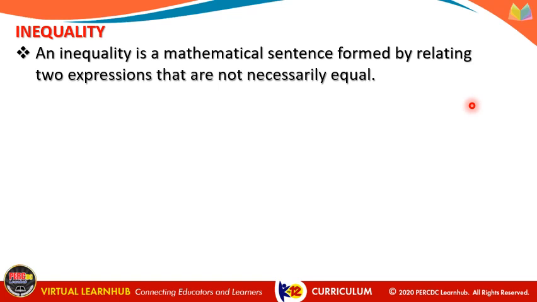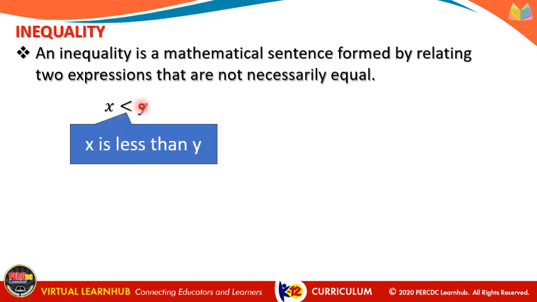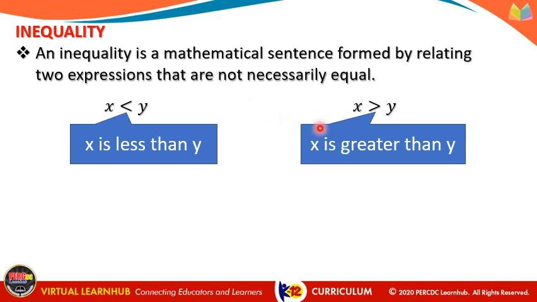So, para makabuo ka ng inequality, kuha ka ng dalawang expression, and then maglagay ka ng indication na yung left side at right side ay hindi necessarily equal. So, halimbawa, pwede nating sabihin, kunyari, you have x is less than y. So, gumamit tayo ng less than dito. So, ibig sabihin nito, yung nasa left side ay mas mababa kesa sa yung nasa right side. O di kaya, syempre, pwedeng baliktad. Pwedeng x is greater than y. Yung nasa left side ay mas mataas kesa sa nasa right side.